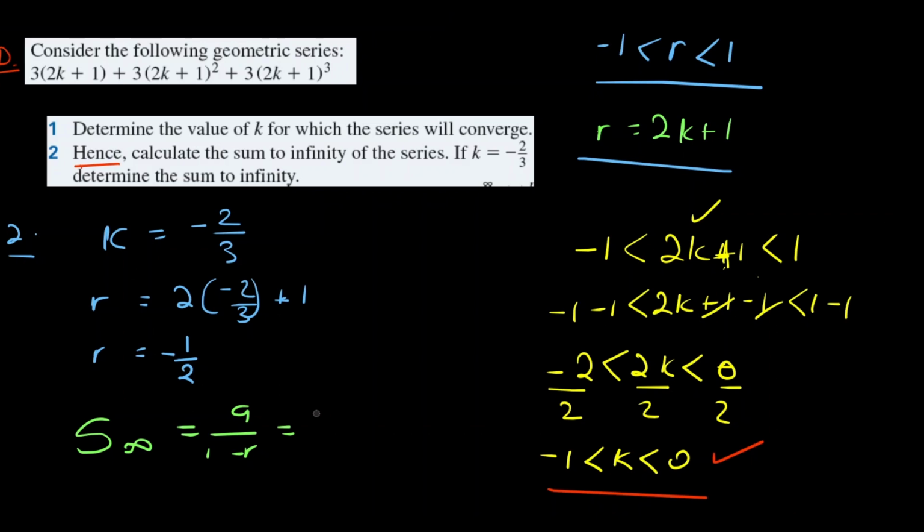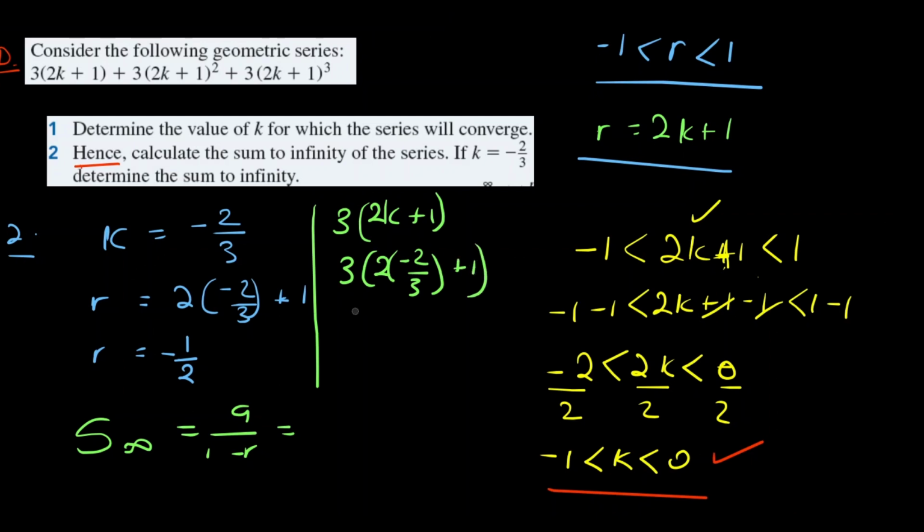Our a value of our sequence, we can quickly calculate, which is simply 3 to the power of 2 times k plus 1. So we say 3 times the k value, which is -2 over 3, plus 1. Then if we punch this into the calculator, we should get our value for a. And our value for a is -1. So what we just did is we took this a value here and we substituted the value of k to find our a value.